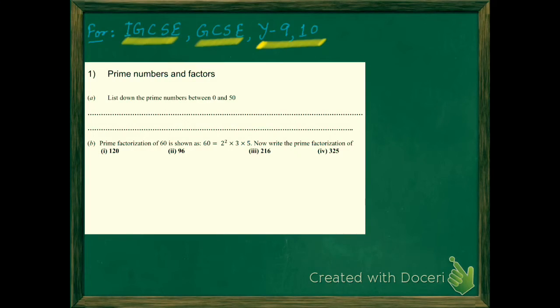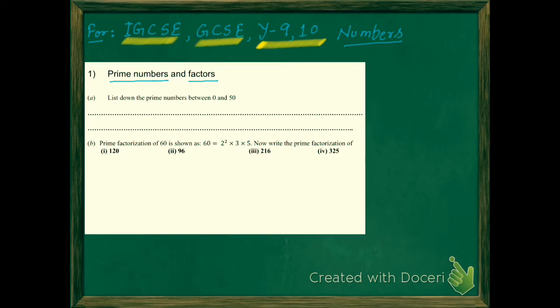Hi guys, this lesson is for IGCSE, GCSE, year 9 or 10 about numbers. In the number system, we have different things in the curriculum. For example, the first thing we should know is prime numbers and factors.